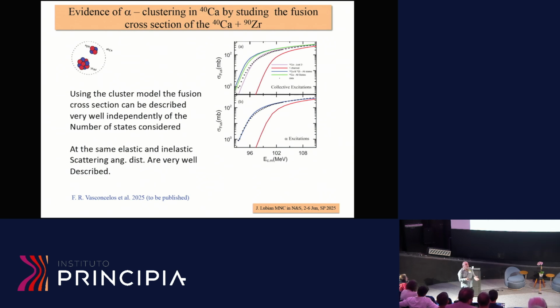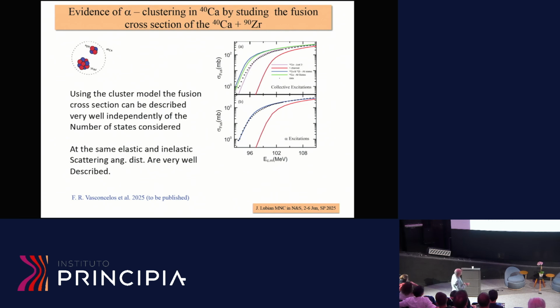So if you include the continuum or not, it will not make any difference in the fusion cross-section, okay? But using this cluster model, we can include all the states, wherever we want, one by one in this case. And at some moment, you will see that you put more states and you saturate. You don't increase the fusion cross-section any more, as is observed when you use the collective interpretation for calcium-40.